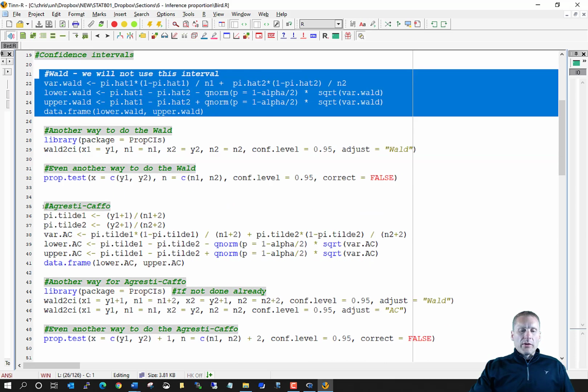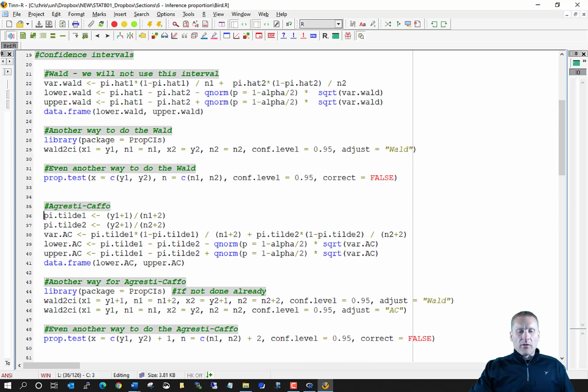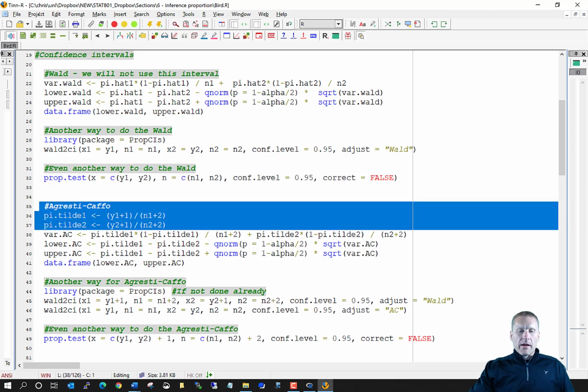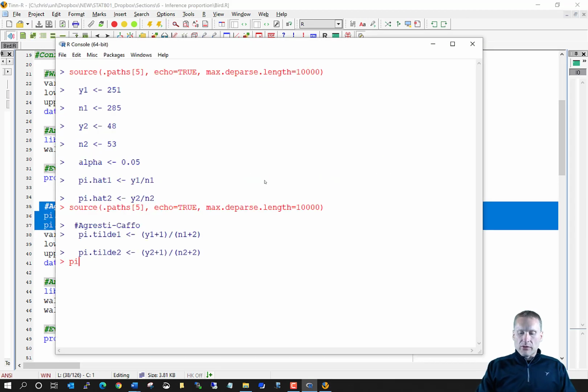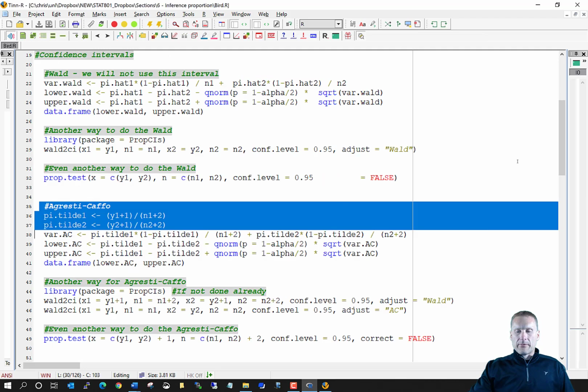But what we're going to do is this Agresti-Caffo interval. So for pi tilde 1, y1 plus the adjustment of 1 divided by n1 plus the adjustment of 2. We do a similar thing for pi tilde 2. So let's just verify that indeed we did get what we want. And that's what we had before. Okay.